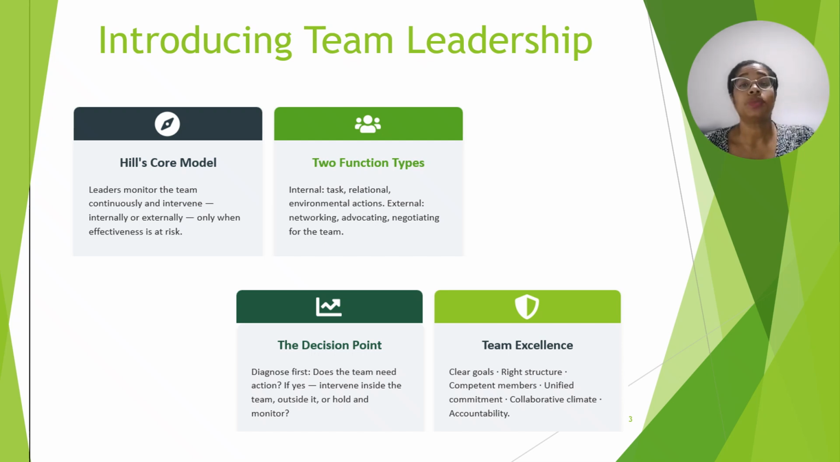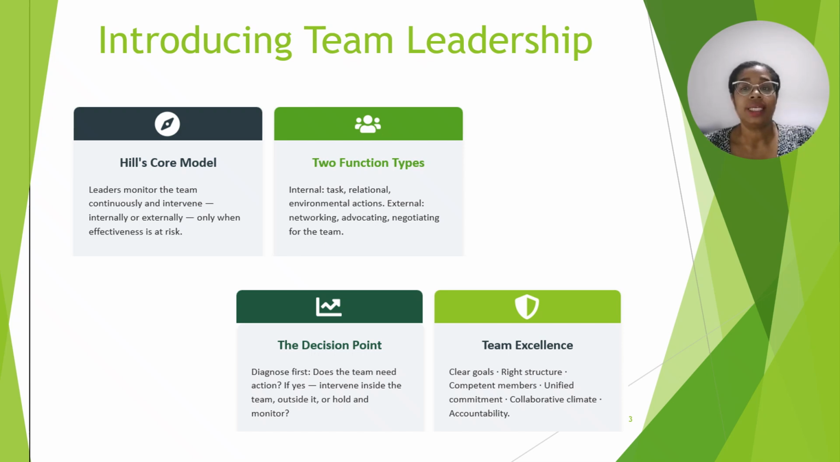Team leadership starts with a different question. Instead of asking what the leader should do, it asks what the team needs right now. Hill's model places the leader in an observation role. The leader monitors the team continuously and only steps in when the team's effectiveness is at risk.